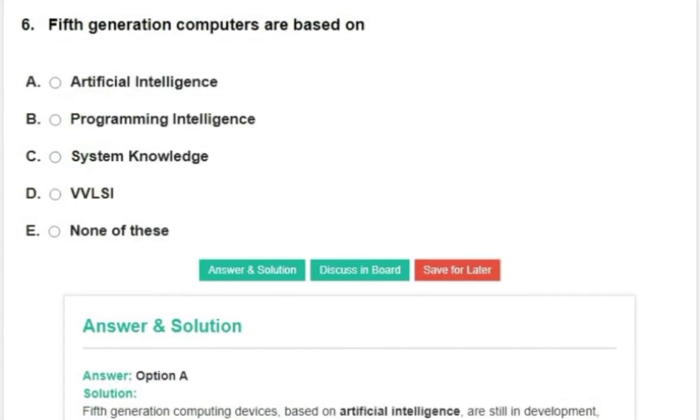Fifth generation computers are based on artificial intelligence, programming, internet, system knowledge, VLSI, none of this. Answer is A, artificial intelligence.